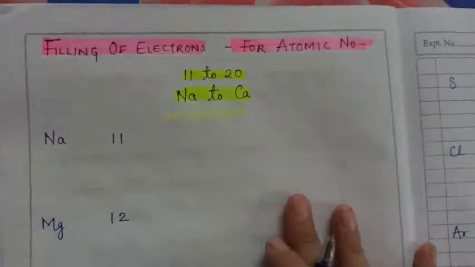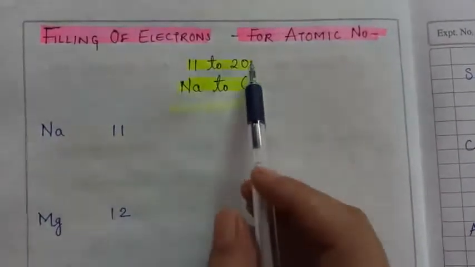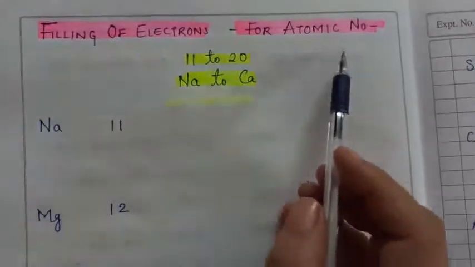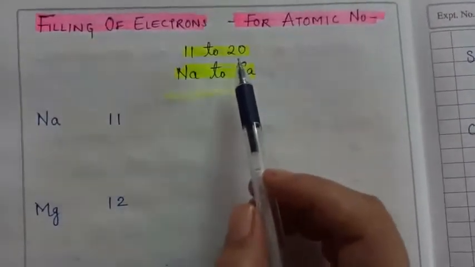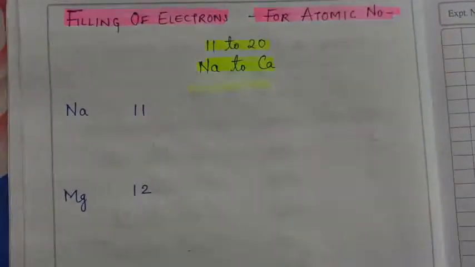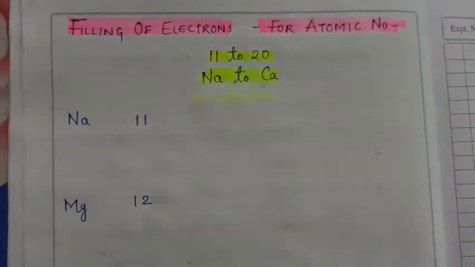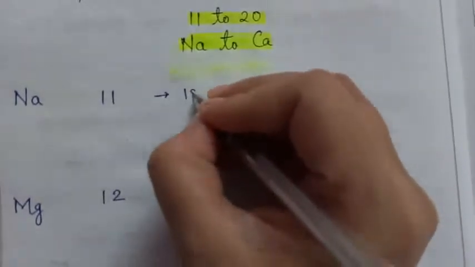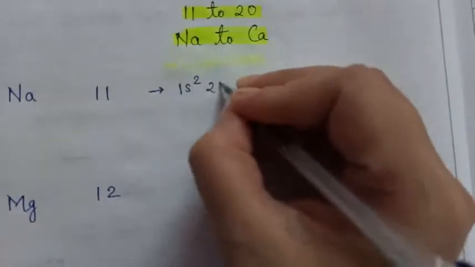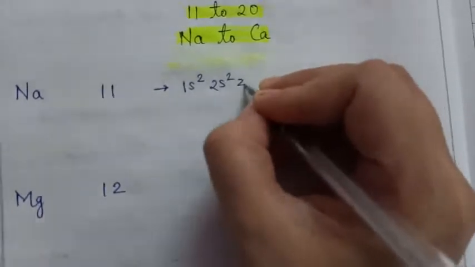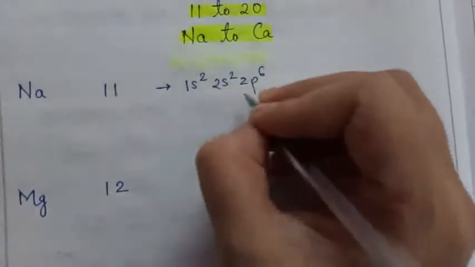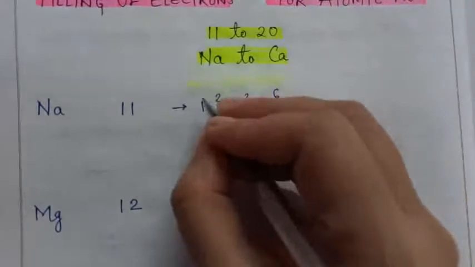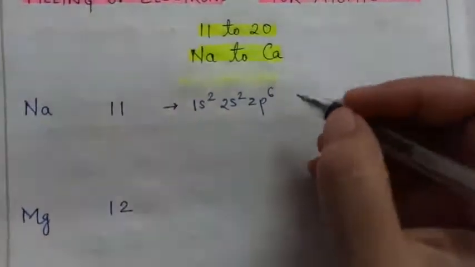Now in this video, let us discuss the filling of electrons for atomic numbers from 11 to 20. So, for sodium, the atomic number is 11. So, electronic configuration will be written like 1s2, 2s2, 2p6. Till here, 10 electrons were done. I told this thing in the last video.